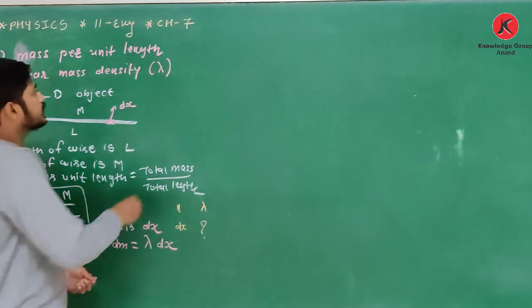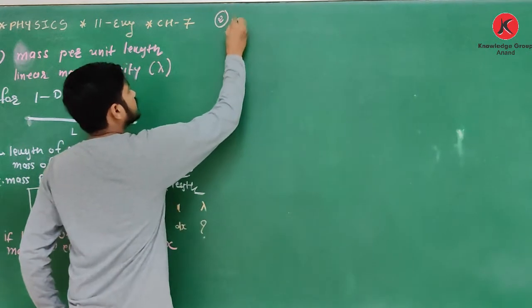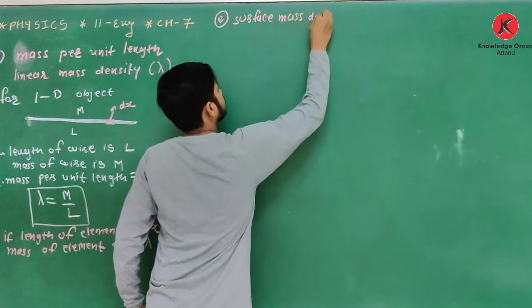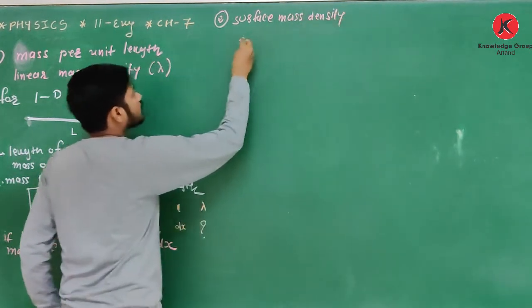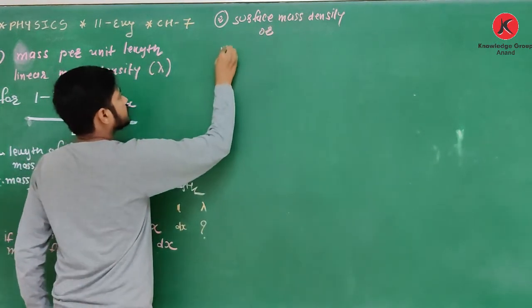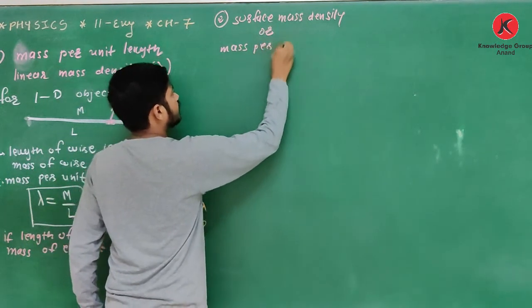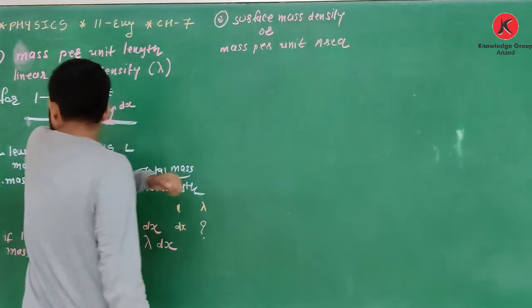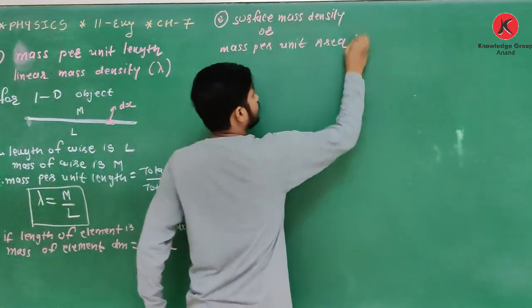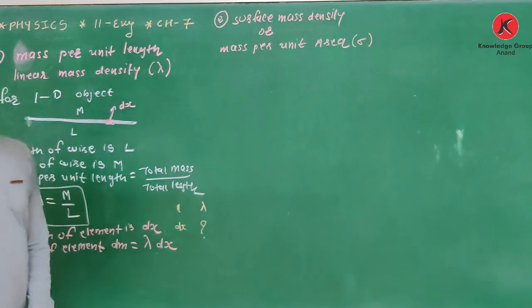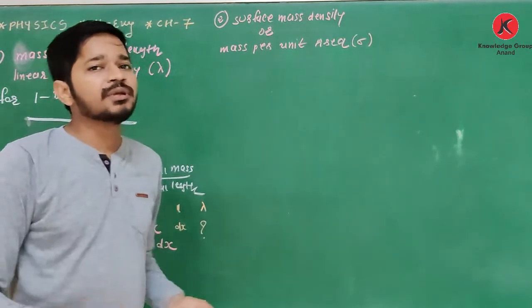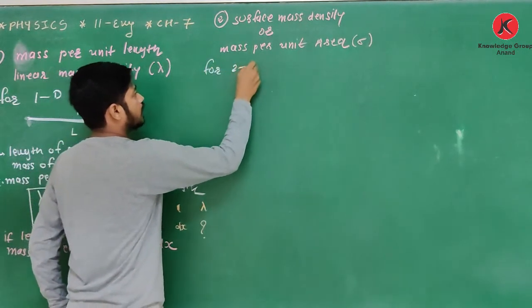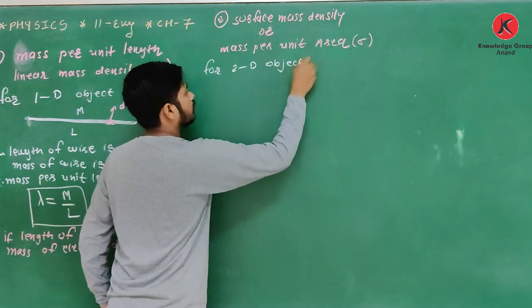Now the next quantity is surface mass density, or you can say mass per unit area, denoted by sigma. Area means a two-dimensional object has area. So it is for two-dimensional objects.